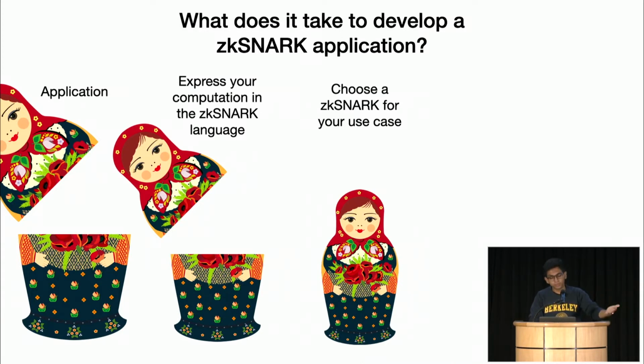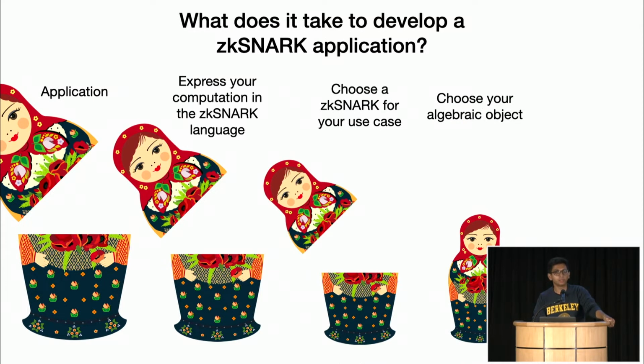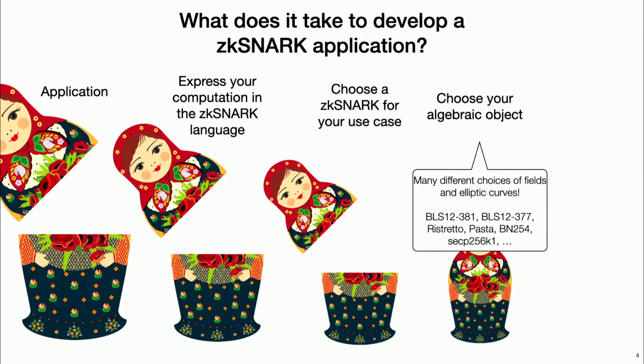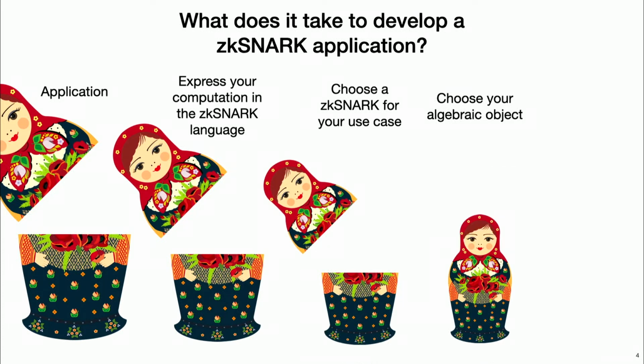All right, so, okay, you've done that. You've chosen your snark. Are you done? Well, not quite yet, right? Because you have to decide what algebraic object, such as an elliptic curve or finite field, you need to instantiate your snark with. So there's options here, again, like BLS12381, BLS12377, Ristretto, Pasta Curve, so many. And okay, now that you've done that, you're still not necessarily done.